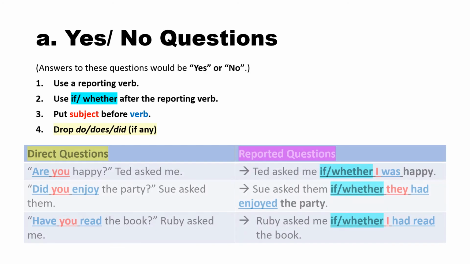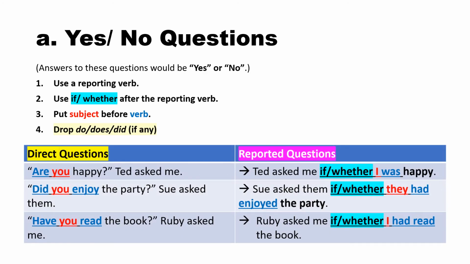Let's take a look at some yes/no questions first. On the left-hand side of the table, we have direct questions, and on the right-hand side of the table, we have reported questions. Let's take a look at the first question. "Are you happy?" Ted asked me. Before we change the direct question to reported question, we need to take away the quotation marks. Remember, we don't need them in our reported question.